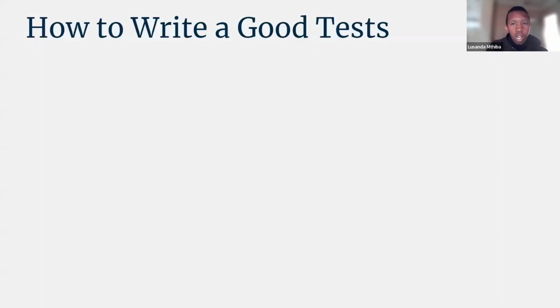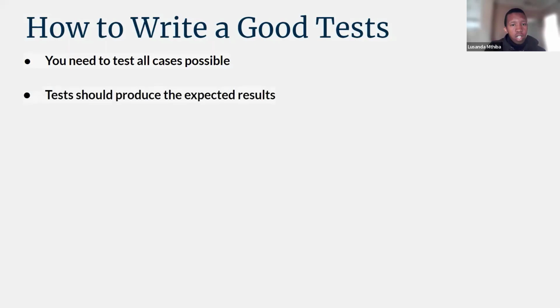Then how to write a good test. You need to test all the possibilities, all the case possibilities for a function or a class. And a test should produce the expected result, as you know what you expect for the positive and what you expect for the negative. Don't just test what is expected for the positive only. You have to write a test for every case that can happen when you call that class or that function.